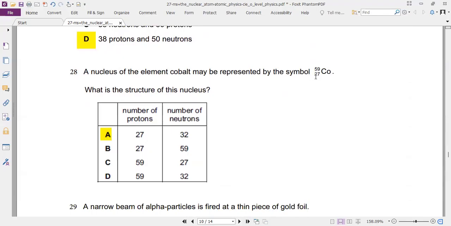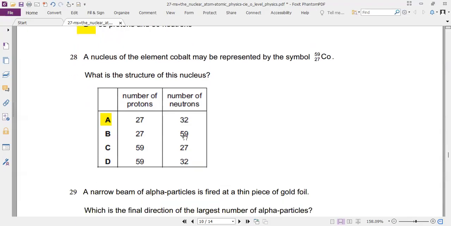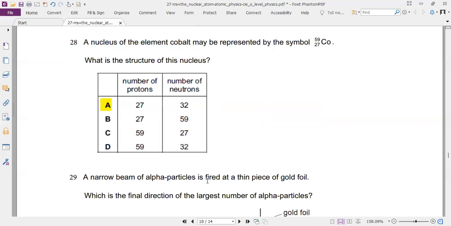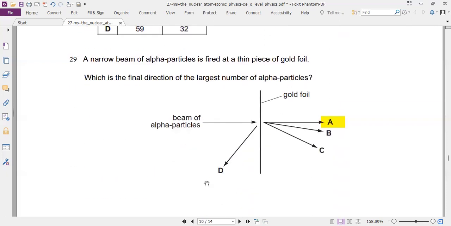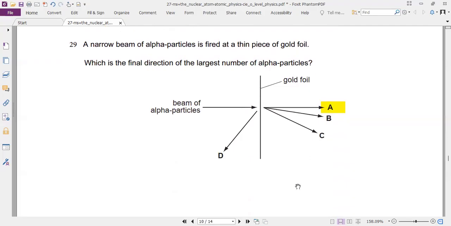Cobalt-59, again the same mechanism. 27, 59: 59 minus 27 gives you 32. The largest number of alpha particles passed undeflected straight, A.